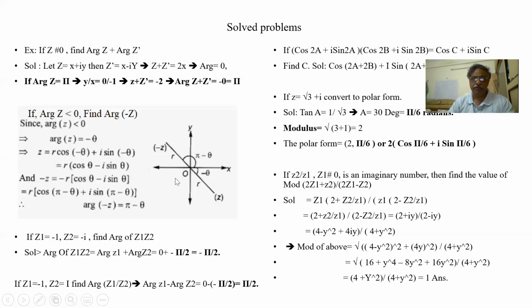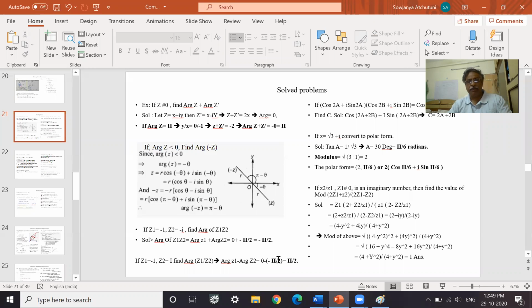So we are coming from here to plus 3 pi by 2 or minus pi by 2. If z1 is minus 1 and z2 is i, find arg of z1 by z2. Here it is z1 by z2, so arg z1 minus arg z2 is equal to 0 minus of minus pi by 2, that is pi by 2. Yes, this z1 is pi. From this pi, we have to remove this z2 portion, which is pi by 2. Pi minus pi by 2 is plus pi by 2.